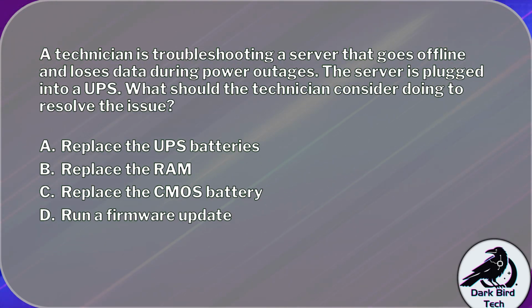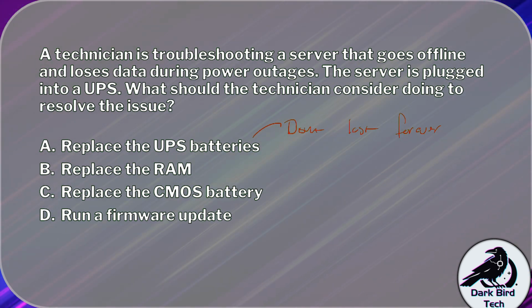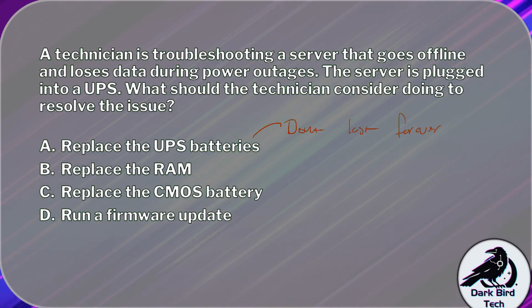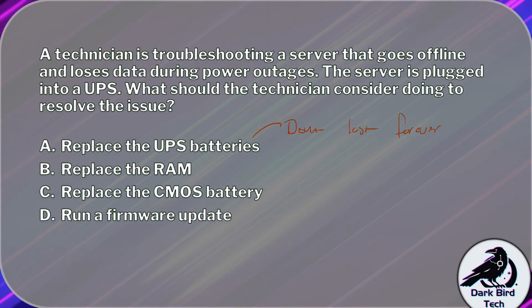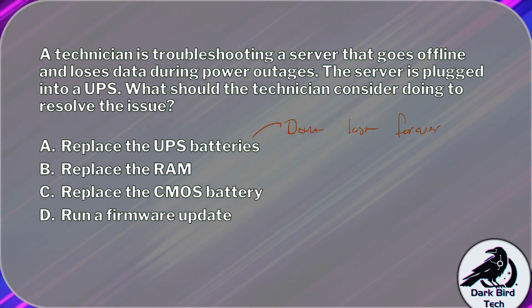So the options are: replace the UPS batteries, replace the RAM, replace the CMOS battery, or run a firmware update. So I'll give you a moment to think about which option you would consider doing. But I'm straight away attracted to the first option, replacing the UPS batteries. Batteries don't last forever. Doesn't matter how well you care for the batteries, utilize them, charge them, discharge them, etc. Batteries inevitably stop holding significant charge. In fact, they can get to the point where they're not really holding any charge at all.